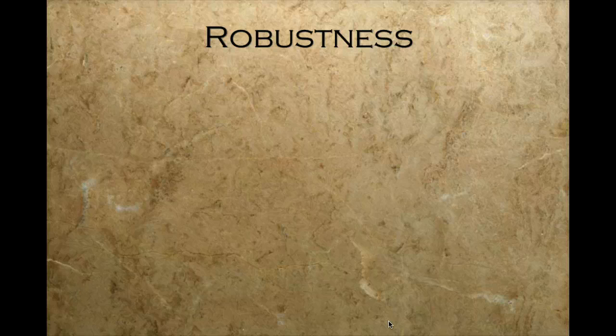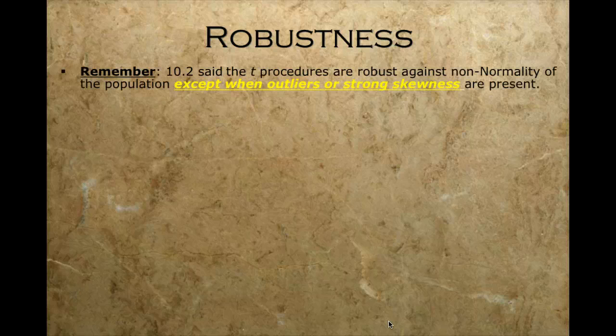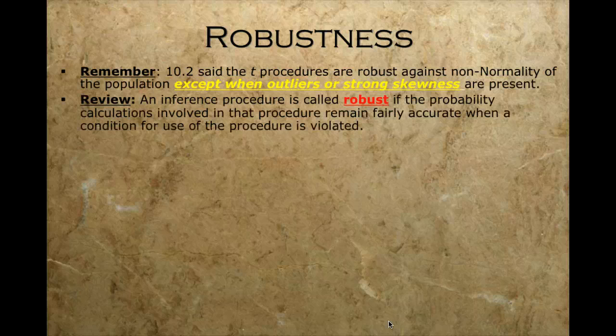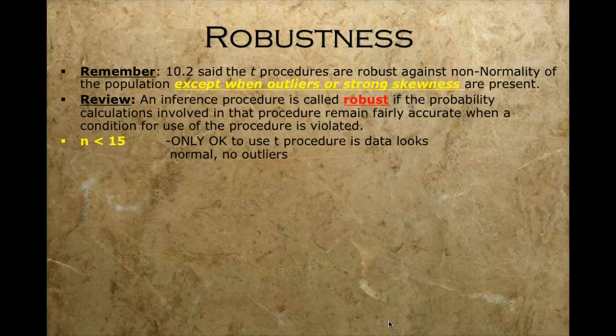Alright, now one thing that I want to remind you of with t procedures is something called robustness. Remember, if a procedure is robust, it means that even if a condition is not met, the calculations still end up being fairly accurate. A little reminder, in 10.2 we said a procedure is robust in the following situations. If I have a really small sample size, like less than 15, your distribution needs to look pretty darn normal. We really don't want any outliers or major skewness.